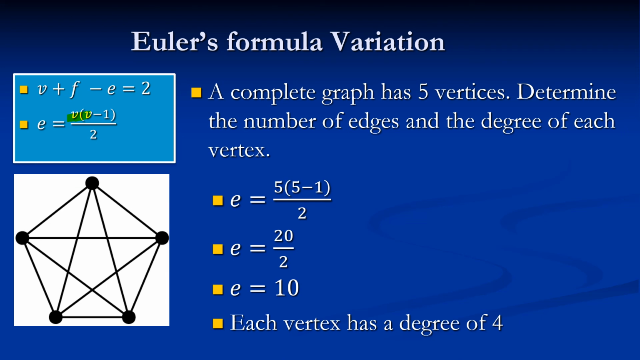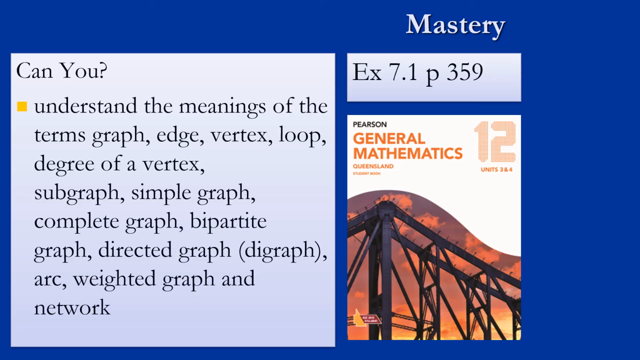Let's draw that up. So as I said, it's like a pentagon, and it's got lines connecting each vertex. So those lines are called edges, and each vertex has 1, 2, 3 edges to it, so it has a degree of 4. We've done a lot of jargon today, and we've looked at Euler's formula briefly.